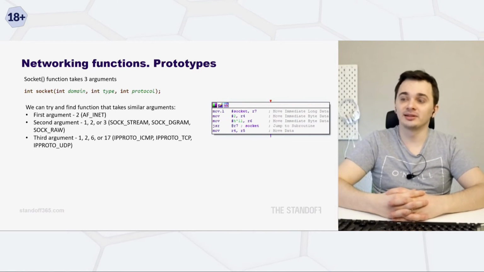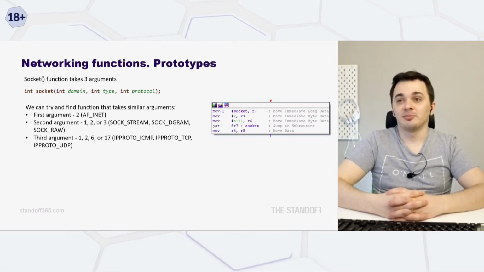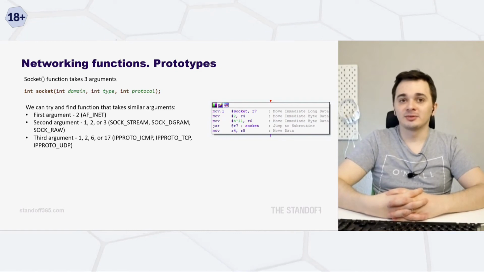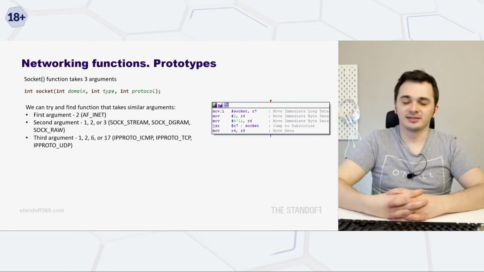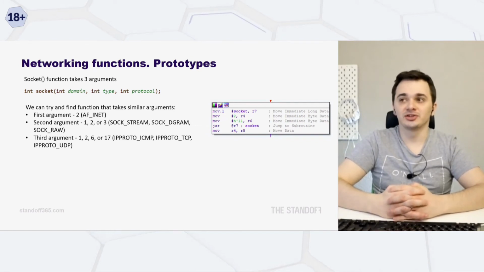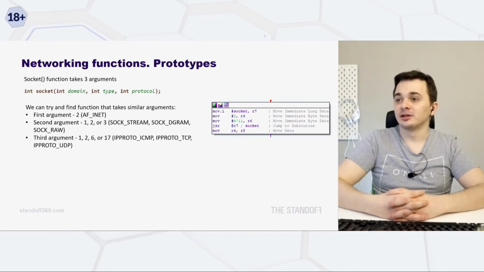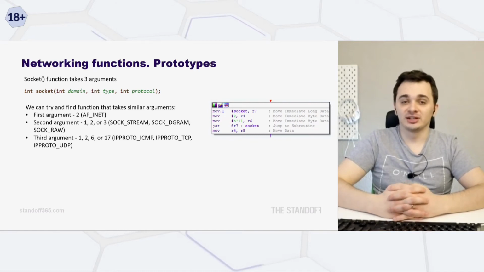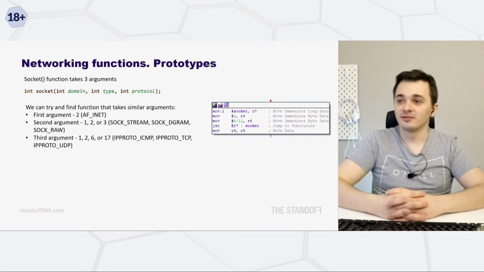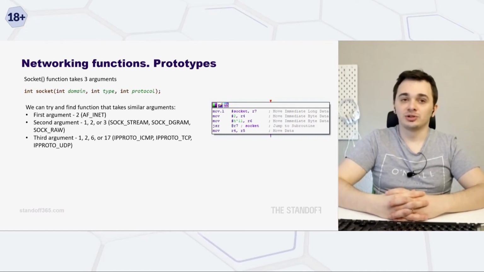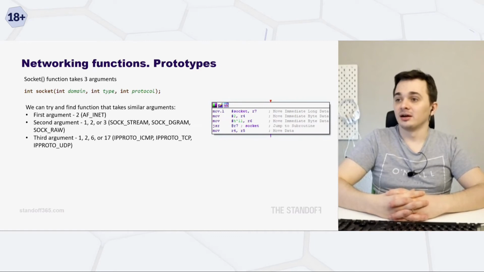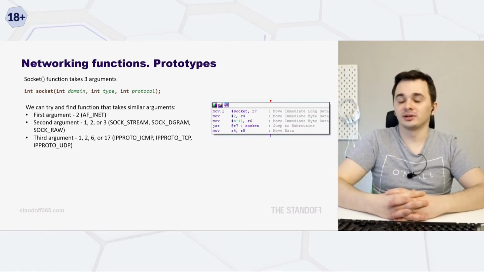Another way of looking for networking functions involves looking for prototypes. Let's consider it using the socket function as an example. It is very well known that the socket function, belonging to the family of Berkeley sockets, which is the one that is used pretty much everywhere, takes 3 arguments. For networking sockets, the first argument will be 2, AF_INET. The second argument will be either 1, 2, or 3, representing, respectively, stream, datagram, and raw sockets.